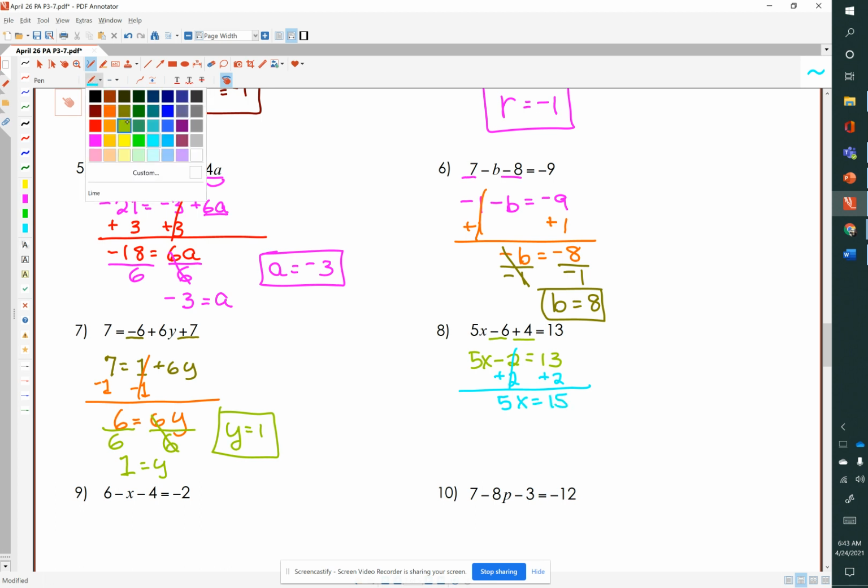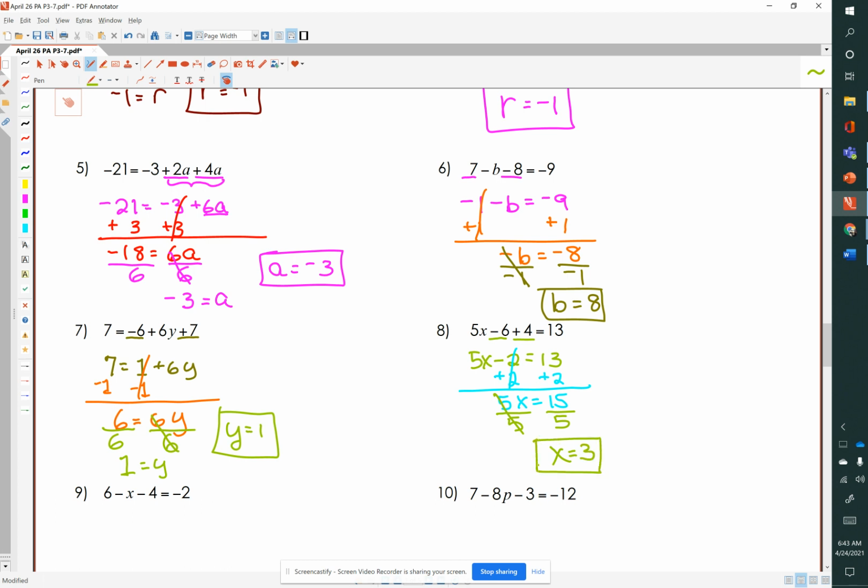And now I again ask, what is happening to x? X is being multiplied by 5, which means I will divide by 5. Whatever I do to one side, I do to the other. And x equals 15 divided by 5, which is 3.